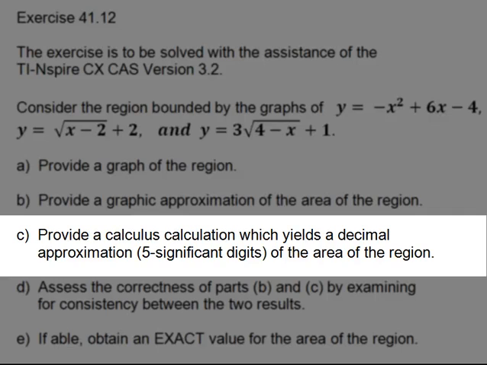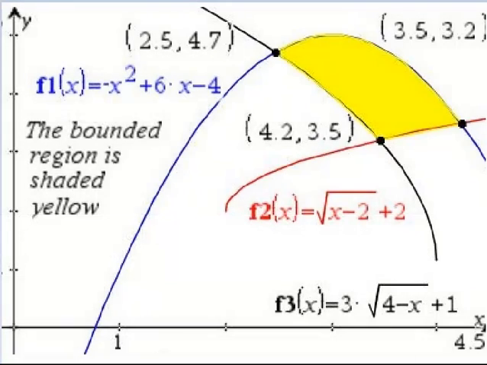Part C, provide a calculus calculation which yields a decimal approximation, 5 significant digits, of the area of the region. For a calculus calculation of area, one strategy begins by slicing up the region. Here in rectangular coordinates, the kind of slicing is a matter of two choices: thin vertical rectangles or thin horizontal rectangles. Thin vertical rectangles is by far the most popular. Let's try that first right now.